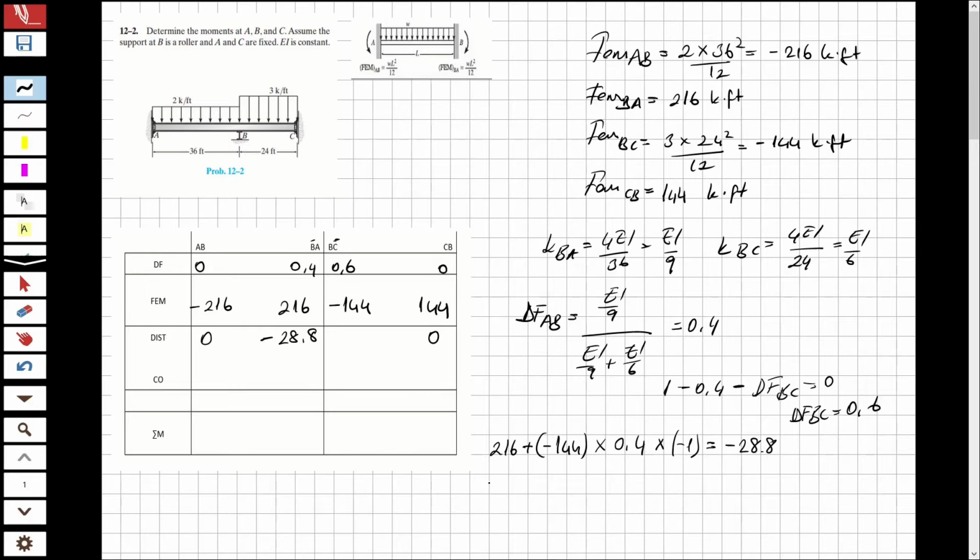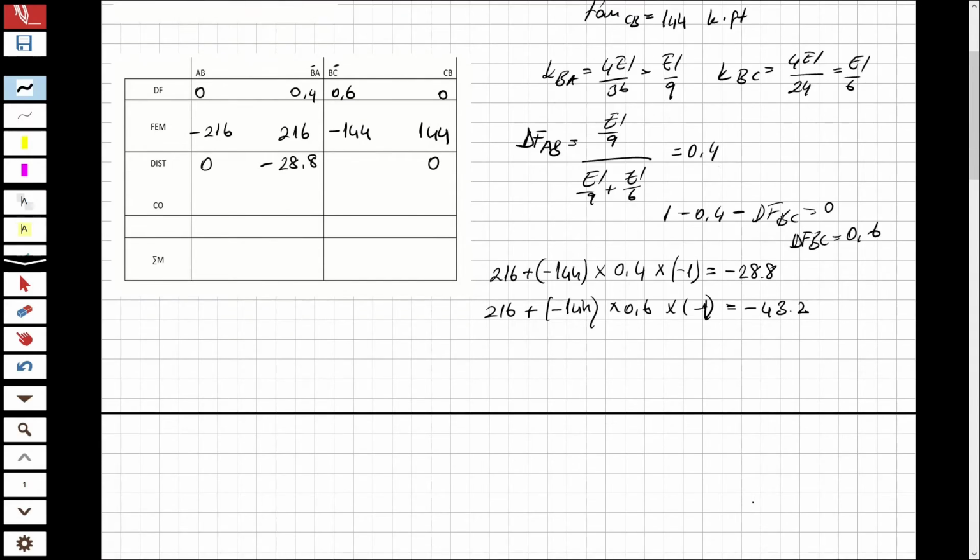And for this one, it's going to be the same, but it's going to be multiplied with its own distribution factor. So it will be multiplied with 0.6 and multiplied with minus 1. And that will be equal to minus 43.2. Now let's write it: minus 43.2. This is the moment that I distribute.